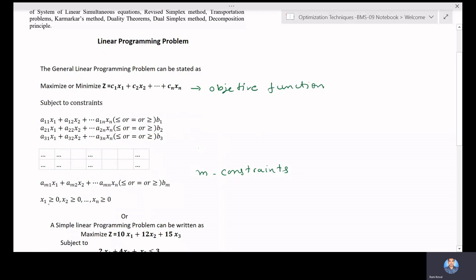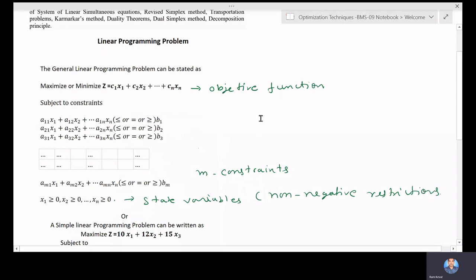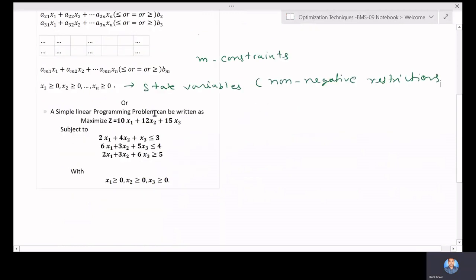x1 greater than equal to 0, x2 greater than equal to 0, and so on, xn greater than equal to 0. These are the state variables which we want to find. And these are the non-negative restrictions.